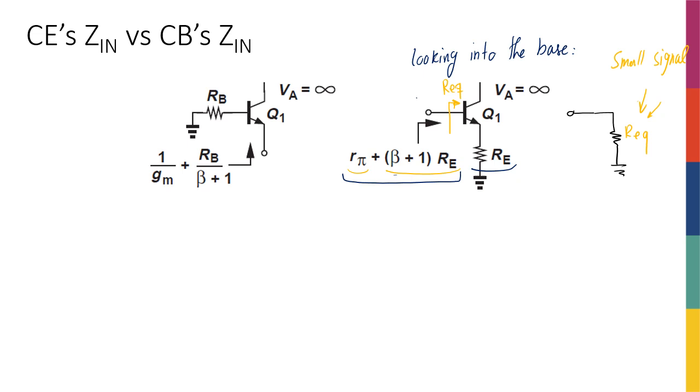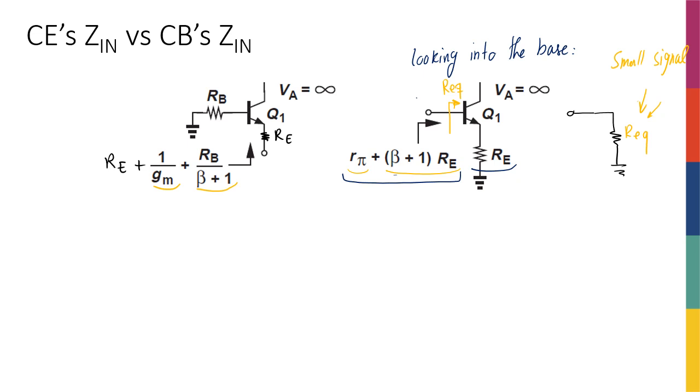Okay, how about the emitter? It's 1 over GM, which we knew from before, looking into the emitter, plus whatever is in the base divided by beta plus 1. I'm going to add something to this: if there was some Re here, then you would have plus Re as well. So it's whatever you have in the emitter, plus 1 over GM because we're looking into the emitter, plus whatever you have in the base divided by beta plus 1.